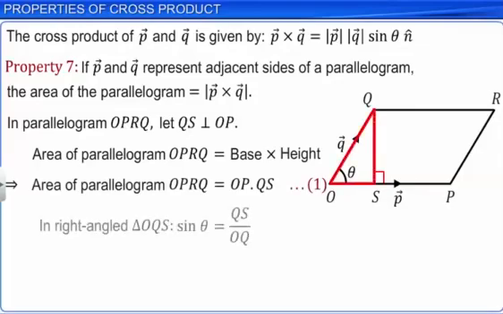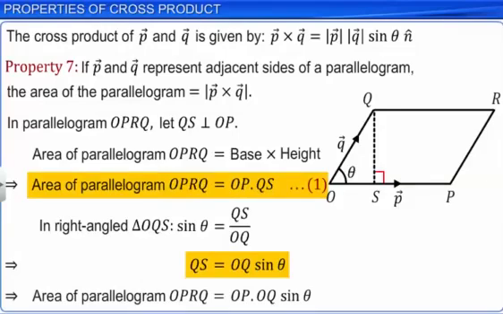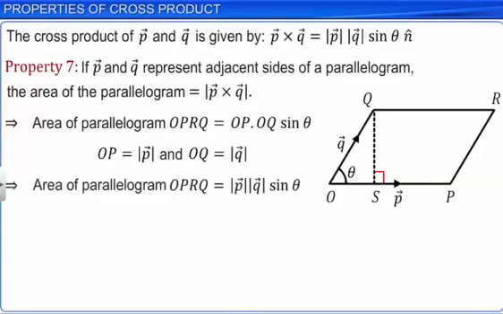From right-angled triangle OQS, we get QS is equal to OQ sine theta, where theta is the angle between sides OP and OQ. Let us substitute this value of QS in equation 1. Now, OP is equal to magnitude of vector p and OQ is equal to magnitude of vector q. This implies that the area of parallelogram OPRQ is equal to the product of the magnitudes of vectors p and q and sine theta.